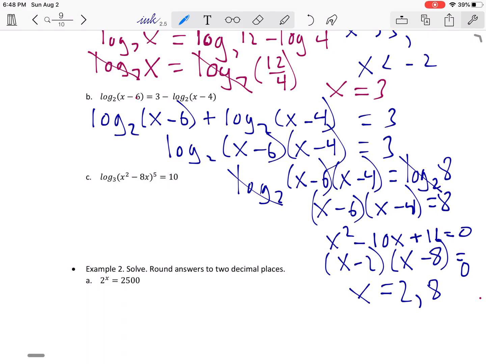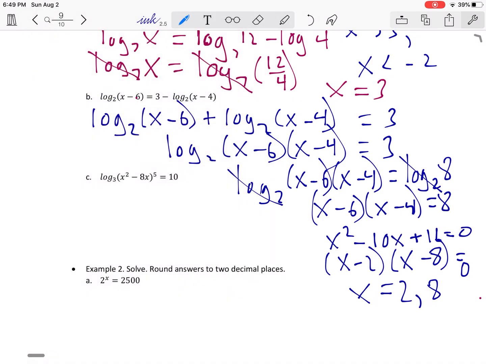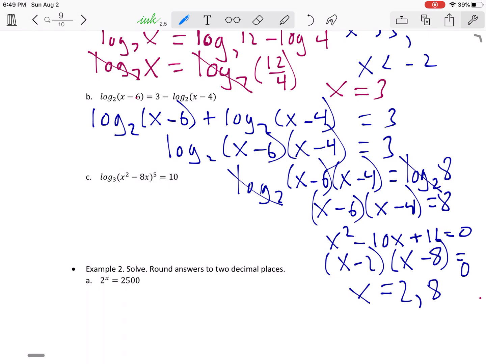Now, what you want to do is verify this by putting the values back in. Hopefully you can notice right away that the 2 isn't going to work, because if you look at the original question, 2 minus 6 gives you negative 4, and 2 minus 4 gives you negative 2. You can't have a negative in the logarithm, so 2 is not going to work. Your only solution here is 8.